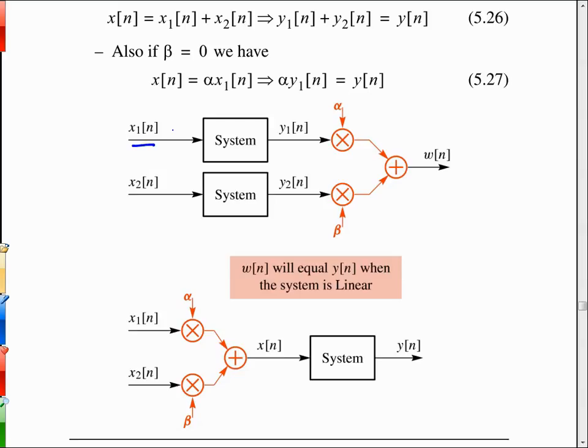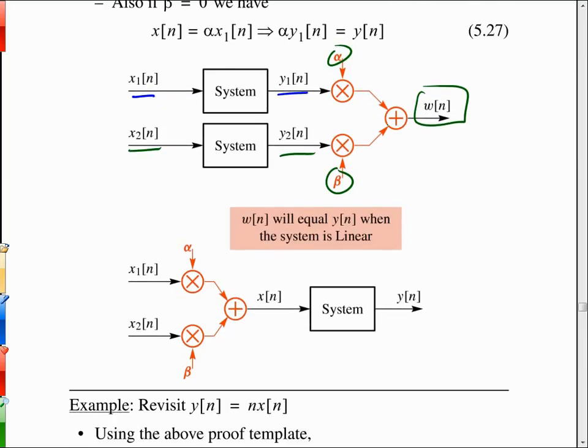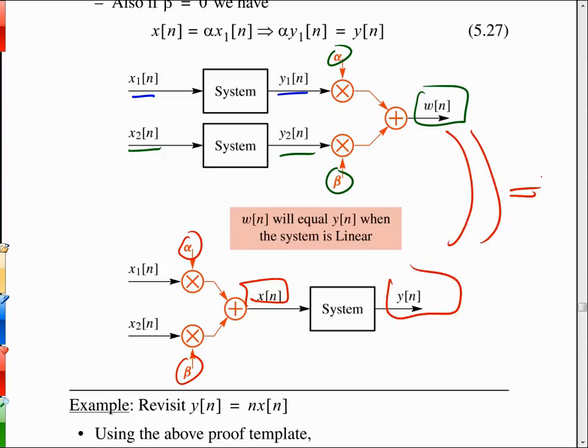One is where you bring the individual signals through one at a time. X1 comes through to produce Y1. X2 comes through to produce Y2. Then you apply the individual gains, alpha and beta, to get your composite W sub n. And then you switch it up and say, let's mix X1 and X2 together with gains alpha and beta and apply that composite to the input. If the system is truly linear, then these two have to be equal.